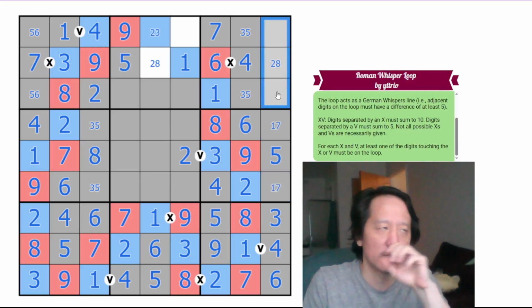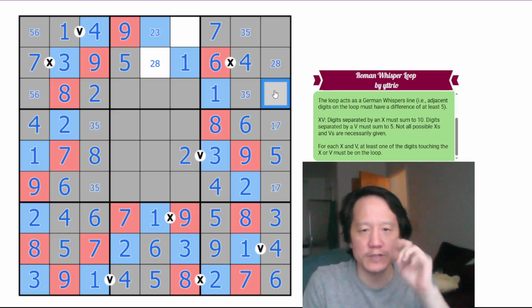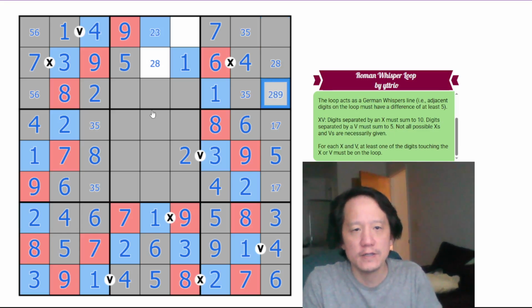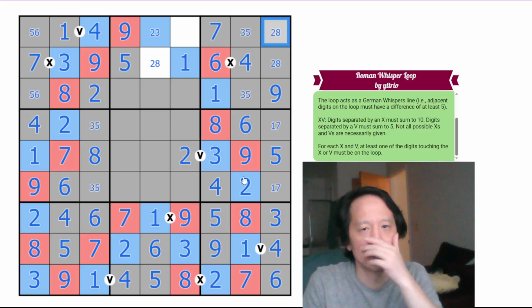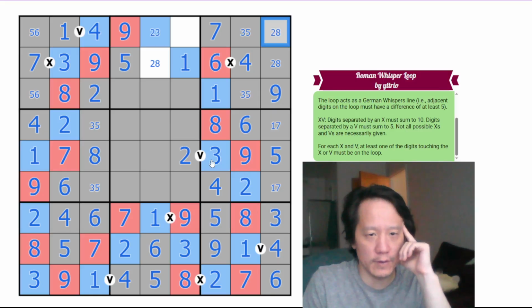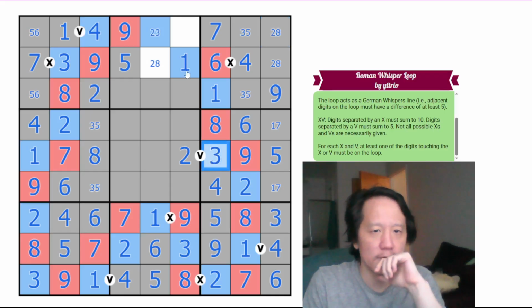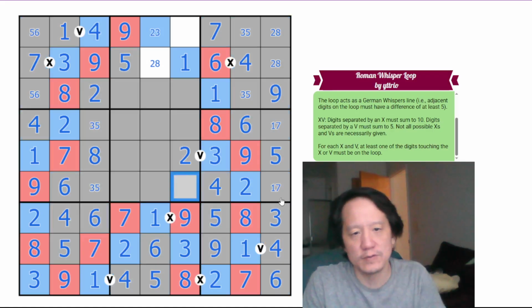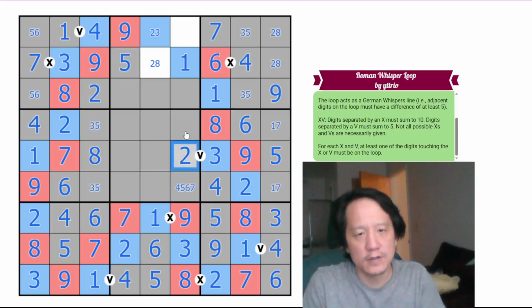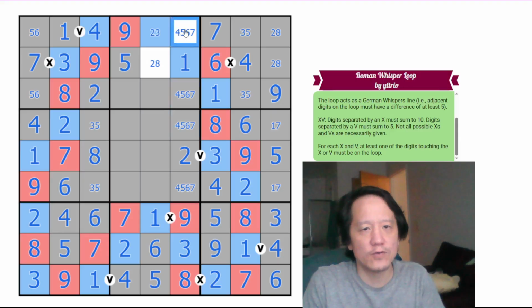Rest of column 9 must be 2, 8, and 9. This can't be 8. This can't be 2 or 8, so this must be a 9 here. Therefore, this is a 2, 8 pair here. Rest of column 6 is 4, 5, 6, 7. Well, this can't be 4, 5, or 7, so this must be 6.